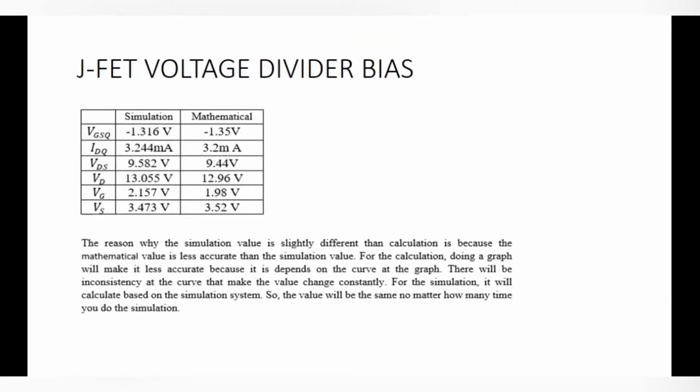As we can see here, the simulation and the mathematical value are slightly different. The reason is because for the calculation, doing a graph will make it less accurate because it depends on the curve at the graph. There will be inconsistency at the curve that makes the value change constantly. And also, the graph is human made, so it is not perfect because of human error. For the simulation, it will calculate based on the simulation system, so the value will be the same no matter how many times you do the simulation.